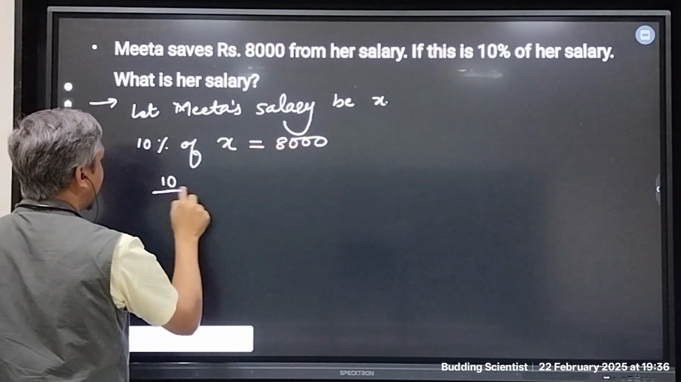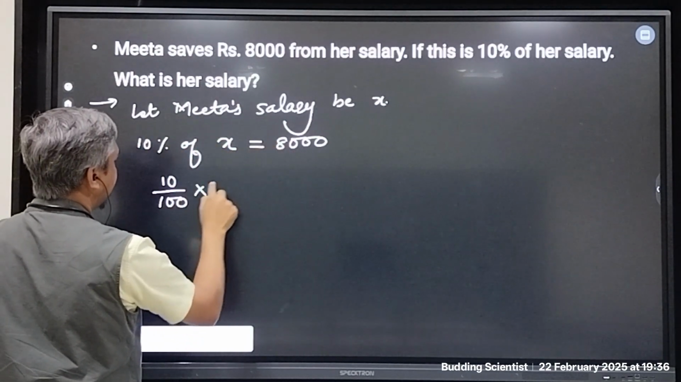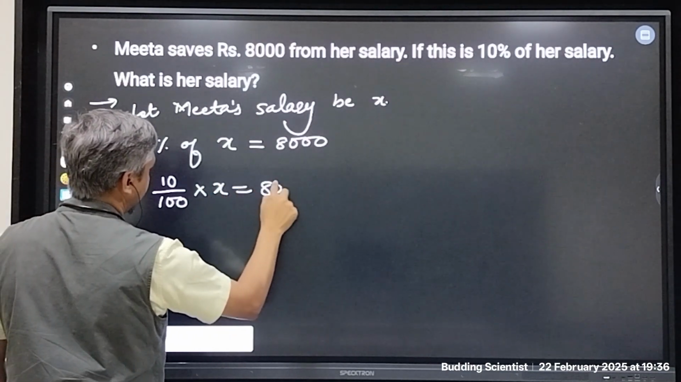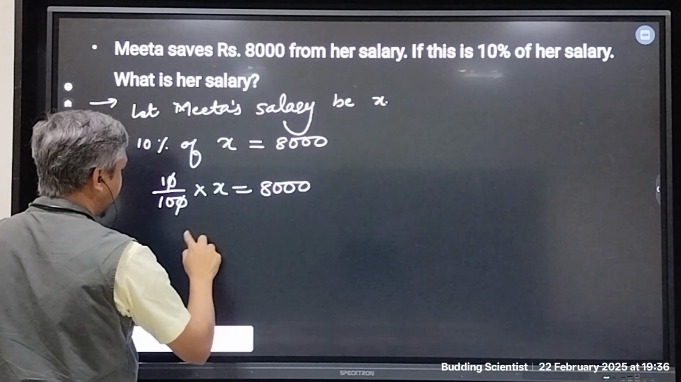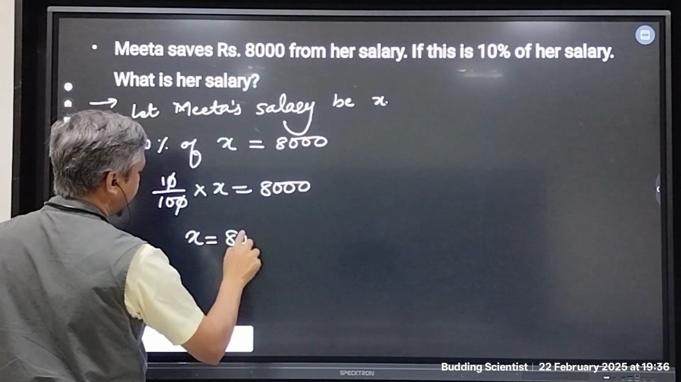So 10 by 100 into X. Ten gets multiplied, X is equal to 80,000.